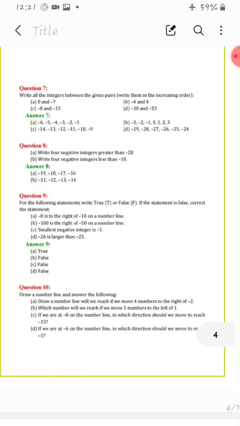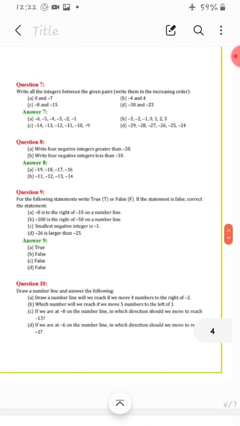Then again it is given: write four negative integers less than minus 10. Minus 11 we can write, because minus 11 is lesser than minus 10. So minus 11, minus 12, minus 13, minus 14 are the integers which are lesser than minus 10.